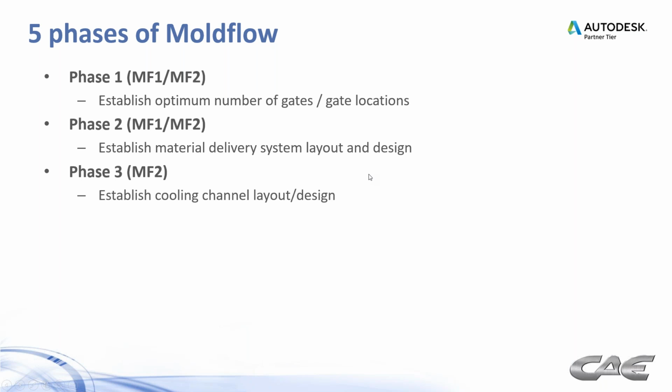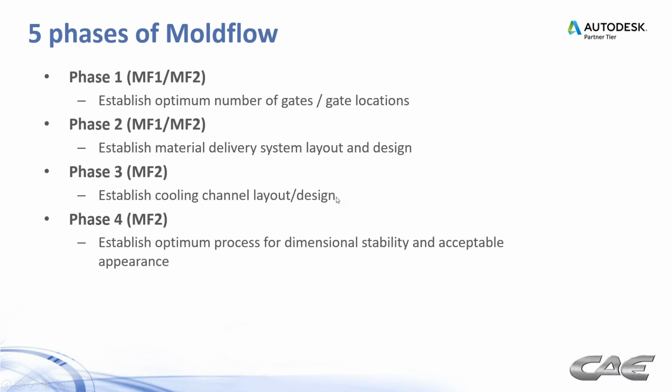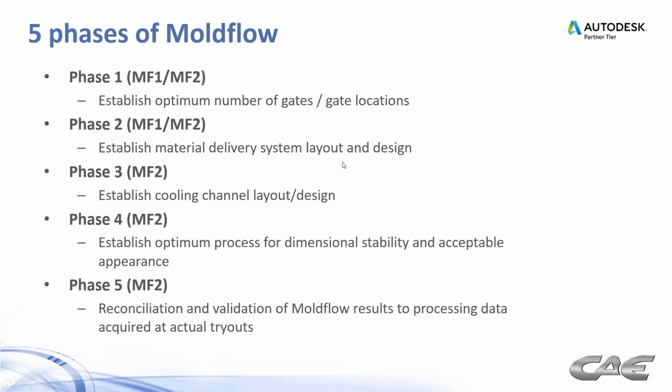Phase 3 is just part of MF2, to establish the cooling channel layout and design. Phase 4 is to establish optimum process for dimensional stability and acceptable appearance. So now we're getting into the actual tryouts. And then phase 5 is reconciliation and validation of Moldflow results to the processing data that was acquired at the tryouts.